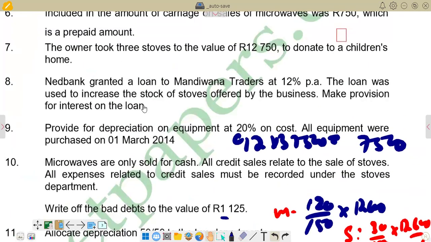Right, if you go to item 8, it says a loan was granted to Mandwana Traders at 12% per annum. The loan was used to increase the stock of stores offered by the business, make provision for interest on loan. So this interest on loan, we are seeing that it's applying to stocks. Well, this loan was for stocks, so we are going to say 12% per annum times the figure that we have for the loan. So we go back to check the loan figure.